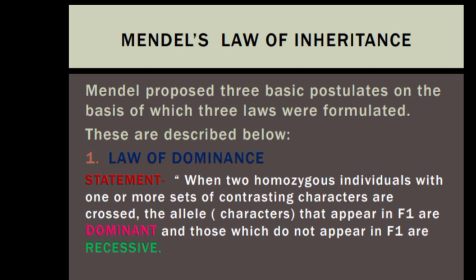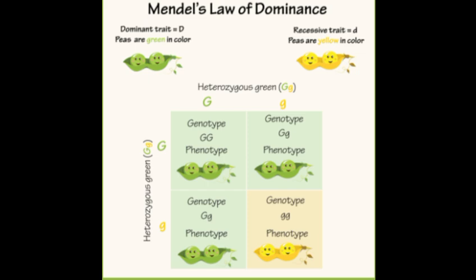Consequently, the gene that codes for the character being expressed is considered to be dominant, and the gene or allele that codes for character which is not being expressed is considered to be recessive. Let's understand this law with the help of an example. So, in this example, we have taken two parents, a green pod and a yellow pod. Green pod has genotype capital G, and yellow pod has genotype small g. Capital G codes for green color of the pea pod, whereas small g codes for yellow color of pea pod.